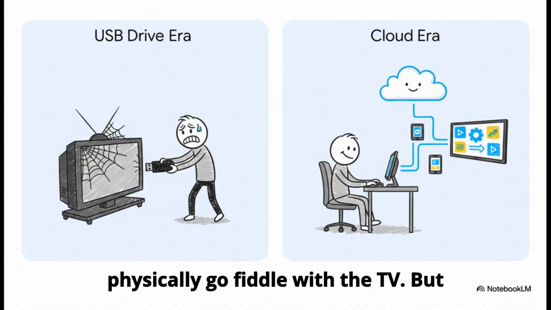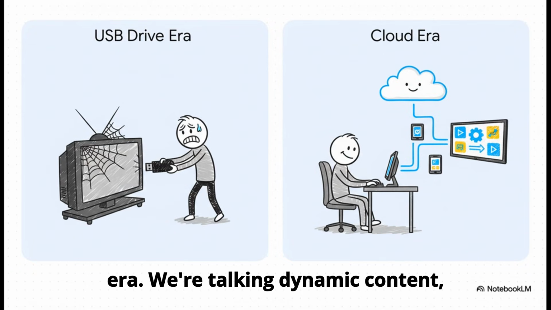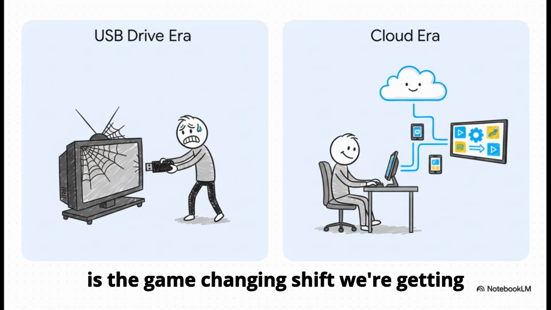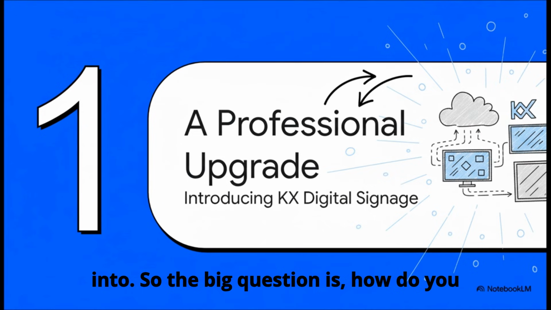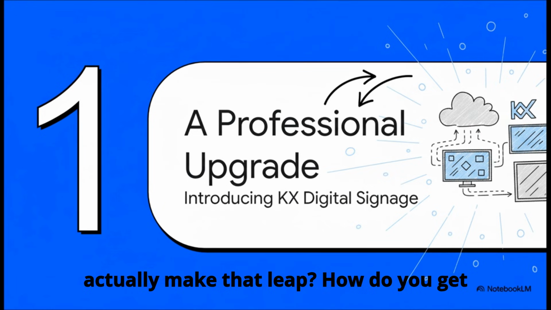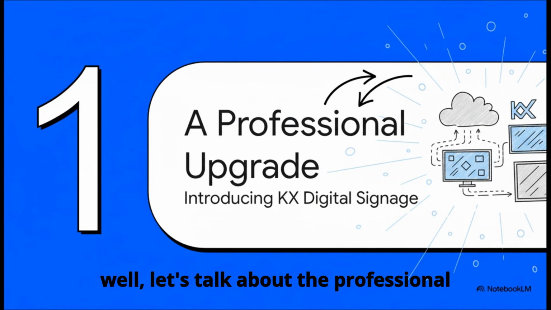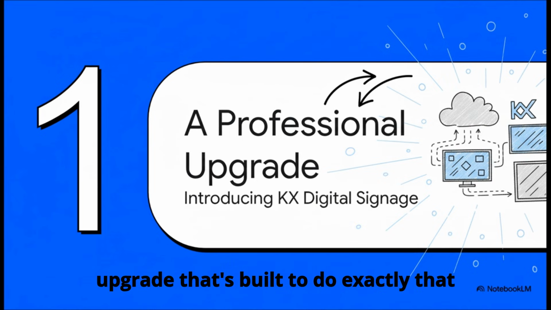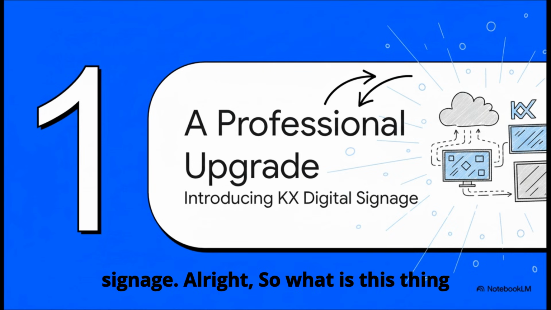But then, look at the other side, the cloud era. We're talking dynamic content, remote control, automated schedules. This is the game-changing shift we're getting into. So the big question is, how do you actually make that leap? How do you get from the USB world to the cloud world? Well, let's talk about the professional upgrade that's built to do exactly that. It's a solution called KX Digital Signage.